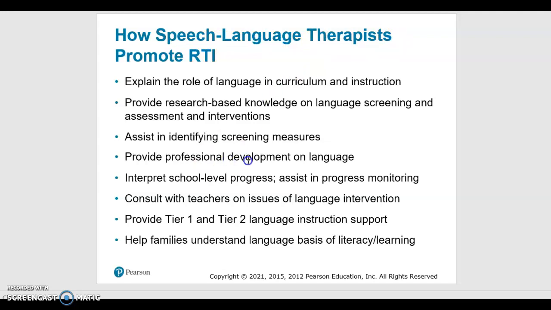Either one. Provide professional development, interpret school level progress, and assist in that progress monitoring, which we've been talking about under the RTI or MTSS system. Consult with teachers on issues of language intervention, provide tier 1 and tier 2 language instruction support. Maybe the SLT or SLP will come into your whole class and provide a language lesson of some sort. And they can also help families understand language basis of literacy and learning. Kind of going back to that phonology, phonemes, morphology, stuff like that.